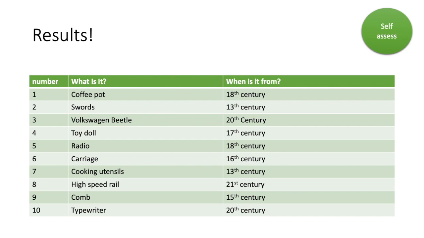Number 8 is a high-speed rail from the 21st century. Number 9 is a comb. That was quite an interesting one from the 15th century. And number 10 is a typewriter from the 20th century.